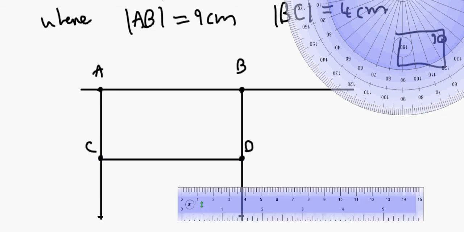Okay, where AB is 9 centimeters and BC is, oh sorry, ABCD, this is the point. Just got the two of them mixed up. It's ABCD, so it has to go A, B, C, and D. So BC is 4 centimeters.